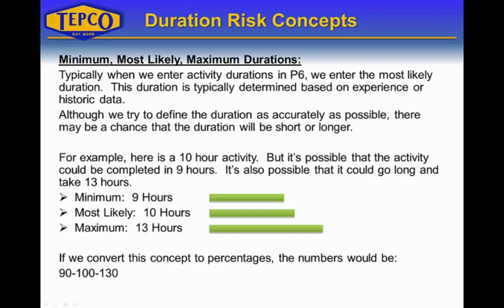For example, here's a 10-hour activity. It's possible they could do it in 9 hours, but it's also possible that it could go as long as 13. Our most likely duration is 10. They might get it done in 9, and the maximum they think it could take is 13. If we convert this concept into percentages, they would be 90, which would be the minimum, 100, which is the most likely, and 130, which is the maximum.